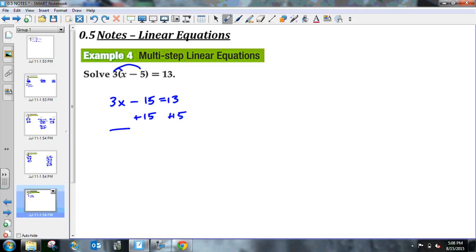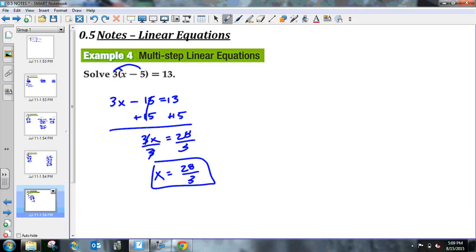Isolate my variable, and so I get 3x is equal to 13 plus 15, which gives me 28. And then I'm going to divide everything by 3. My 3's divide out here, and then I'm left with x is equal to 28/3. I know I did this kind of quick, guys, but solving equations is the one absolute necessity of being successful in geometry. You really need to be able to do this because we're going to do this all the time.